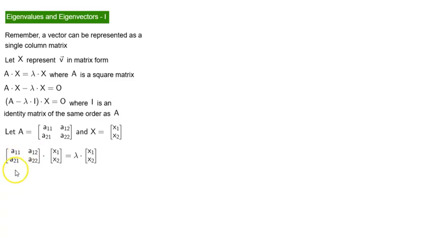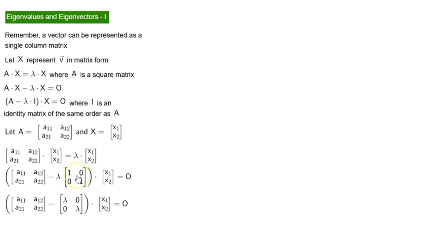Now let's apply these matrices to this equation. We have A times X equal to lambda times X. I'm repeating the same thing. Here it was symbolic. Here we are using a generic version of the matrices and the vectors. So A11, A12, A21, A22 minus lambda times the identity of the same order as A, times the vector in matrix form X1, X2, equal to the zero matrix.